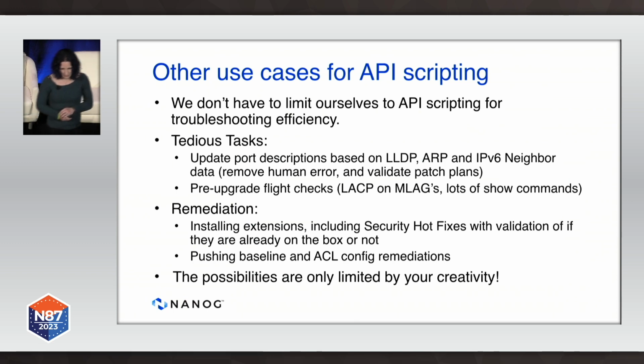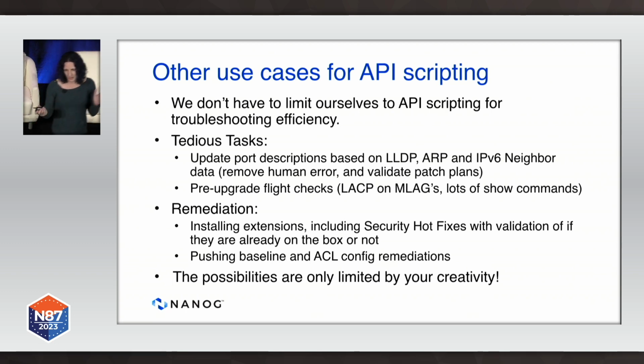Next. So you don't have to limit this to just troubleshooting. You can also use this for tedious tasks. One of my personal favorites, and one of my original scripts I wrote when I started learning how to code against the PyAPI module for Arista, was one that actually updates port descriptions based on LLDP, ARP, and IPv6 neighbor data, because it just removed the human error after we were done doing build outs, especially if we had connected a whole bunch of servers.